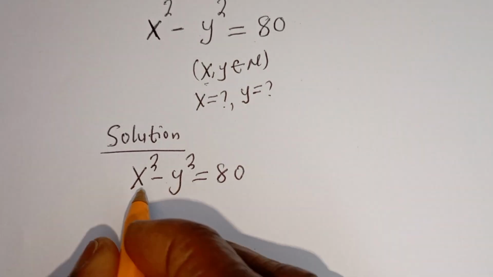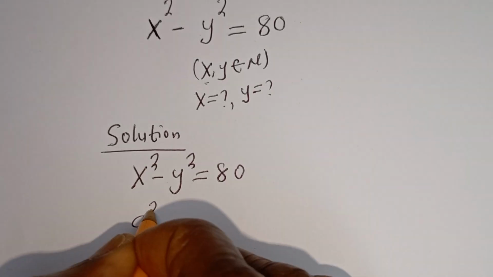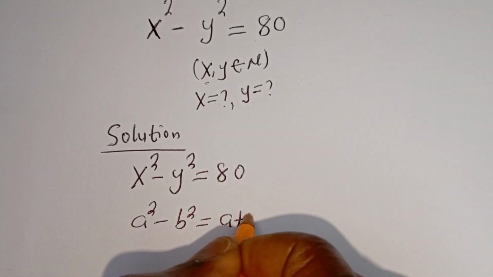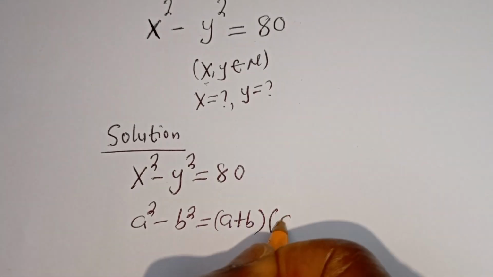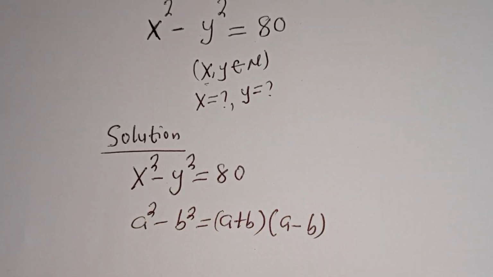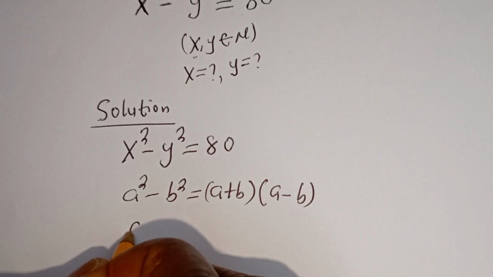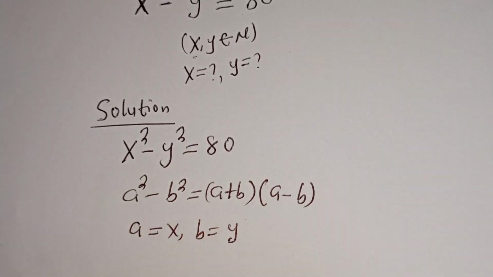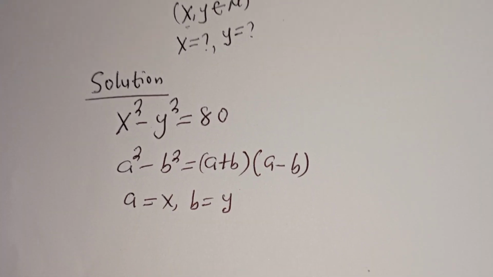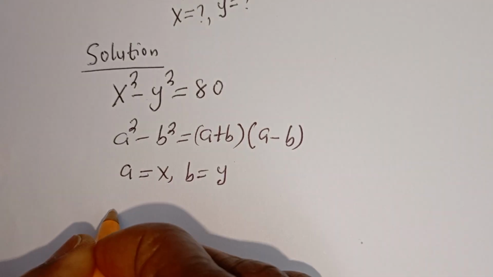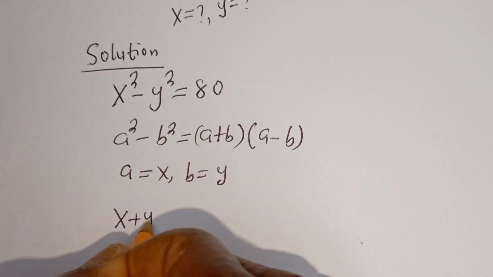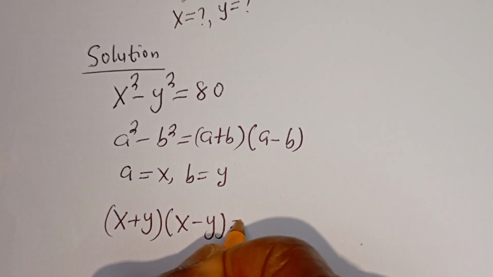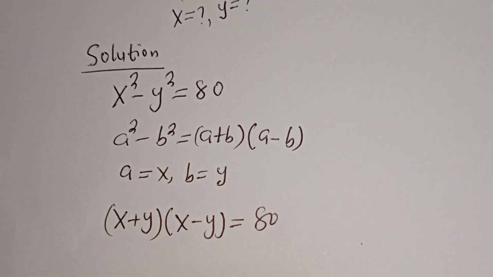This is in the form of a difference of two squares. If you have a squared minus b squared, this is equal to a plus b bracket a minus b, where a is equal to x and b is equal to y. Then this can be written as x plus y bracket x minus y is equal to 80.